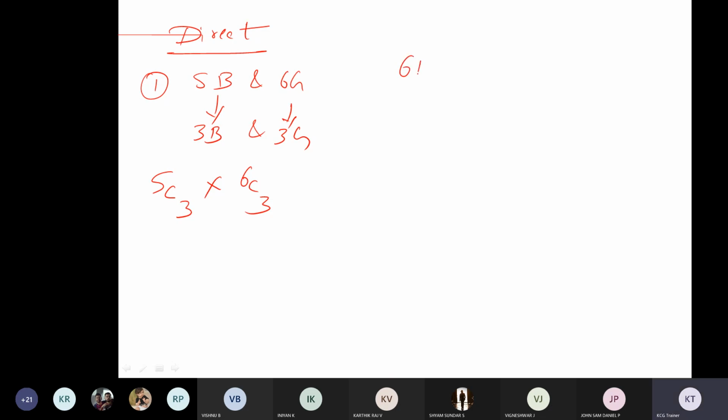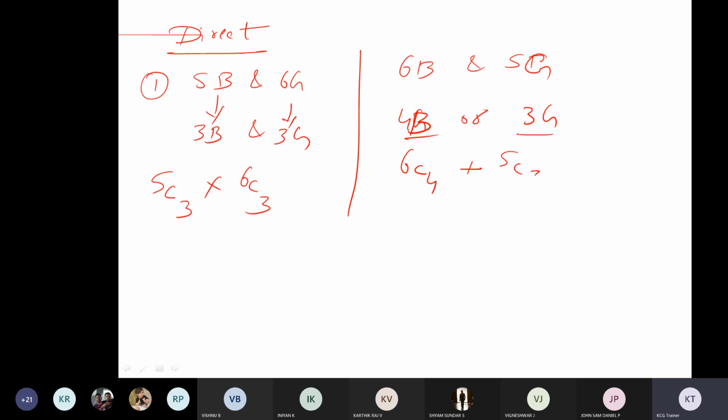Similarly, if the question is 6 boys and 5 girls, select 4 boys or 3 girls. So when the symbol is OR, they're asking to select either 4 boys or 3 girls. In that case, it is also direct because we know how many people are to be selected. Here also 6C4 plus 5C3.